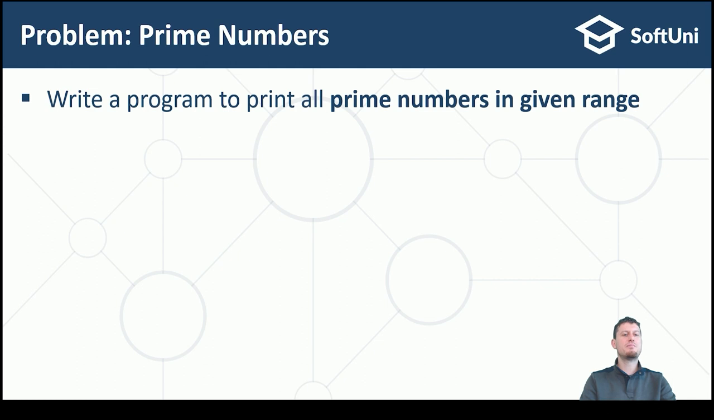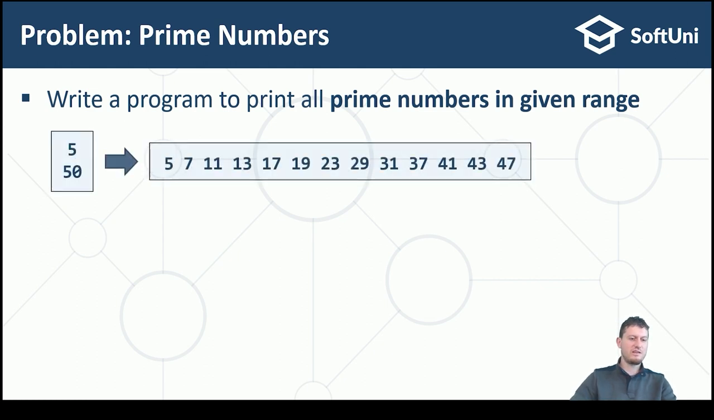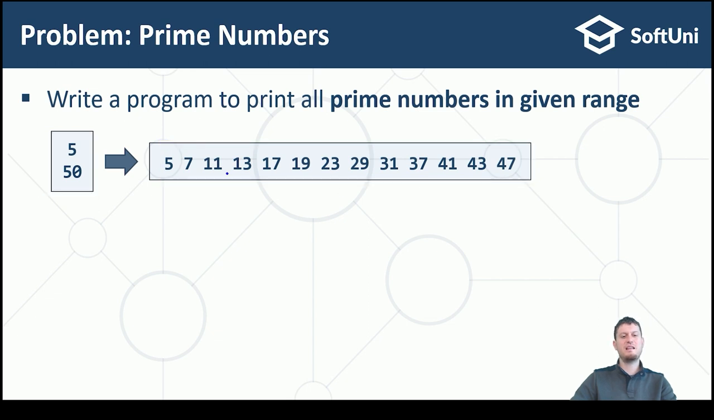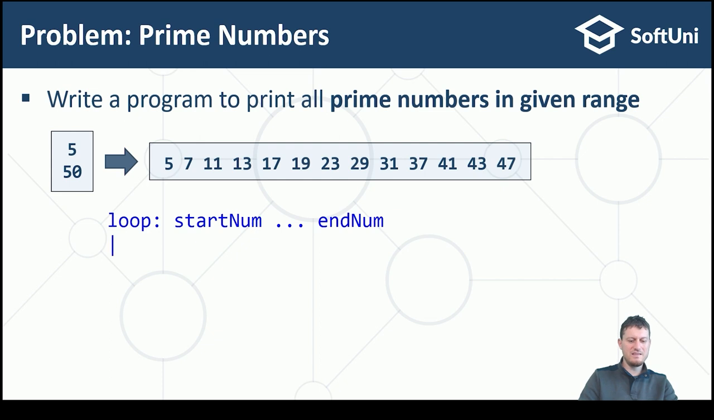It's about writing a program to print all prime numbers in a given range. So we have a given range, for example, from 5 to 50. These are the prime numbers in this range: 5, 7, 11, 13, all these are prime numbers. So we need to have a loop from the start number until the end number. And inside the loop, if num is prime, then print the number.